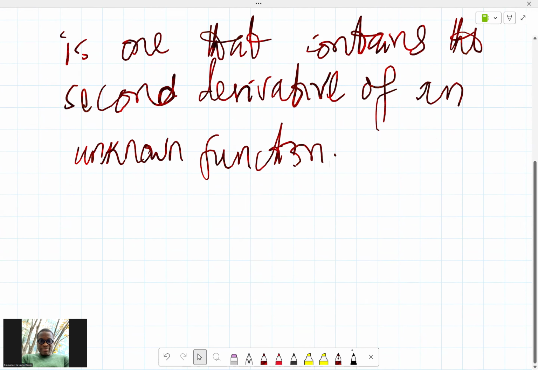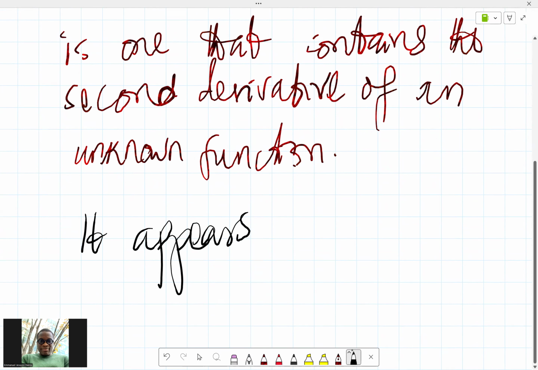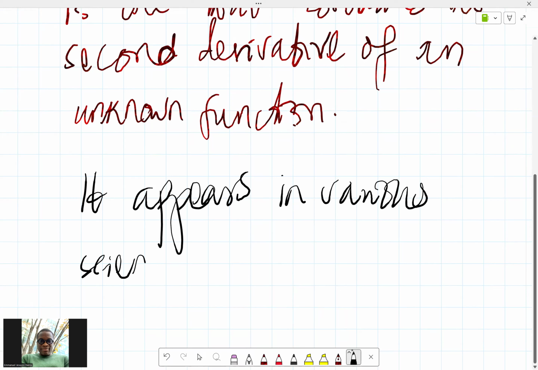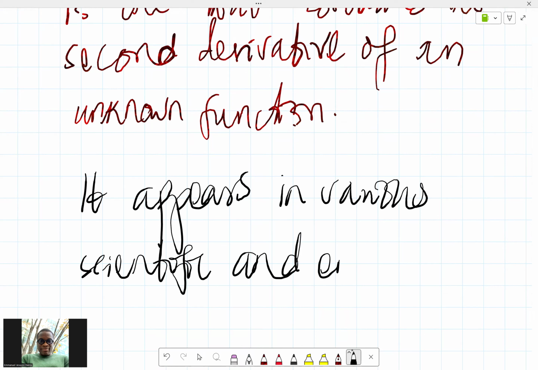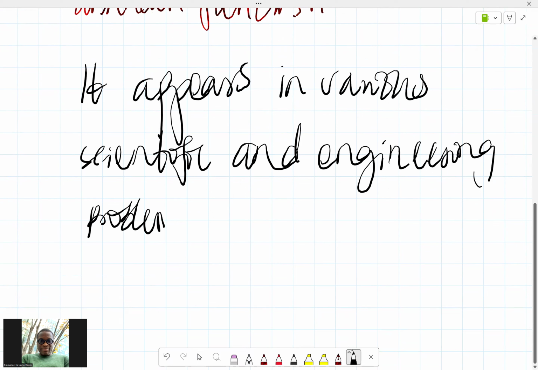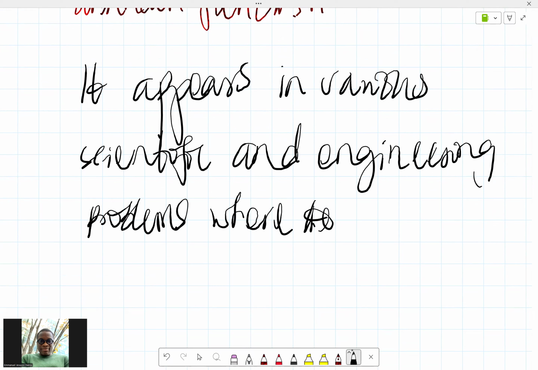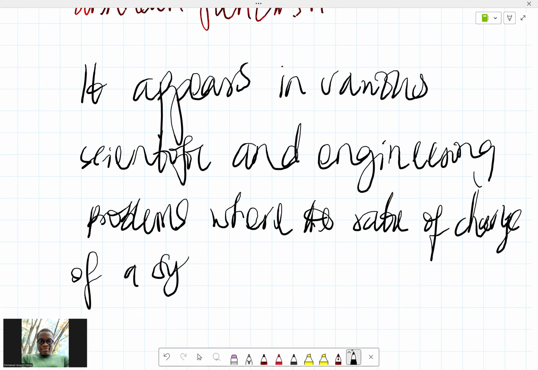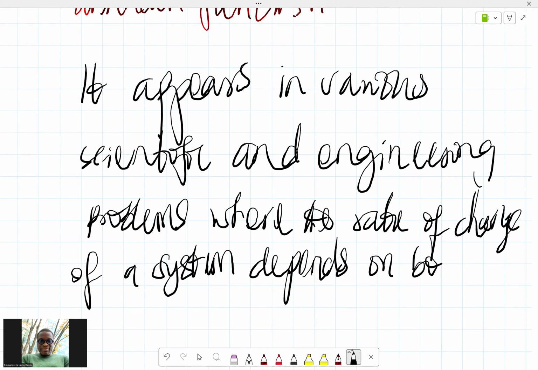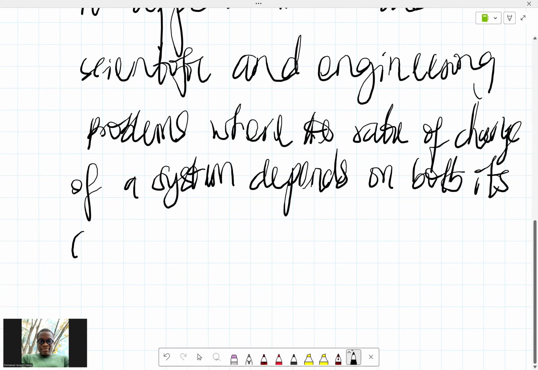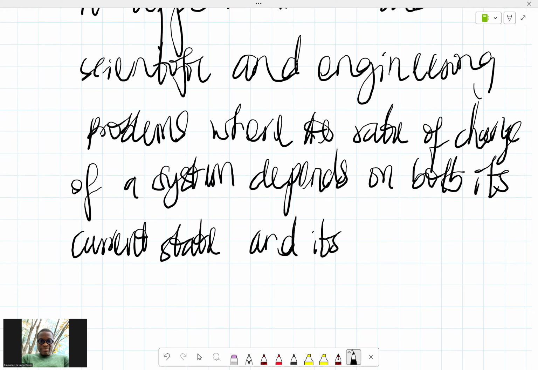Okay. It appears in various scientific and engineering problems where the rate of change of a system depends on both its current state and its rate of change.